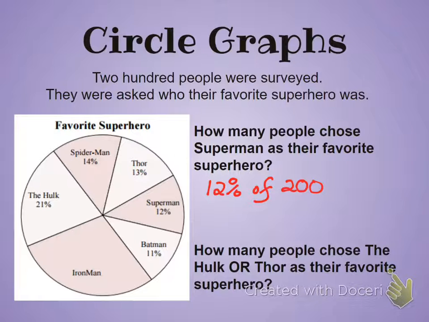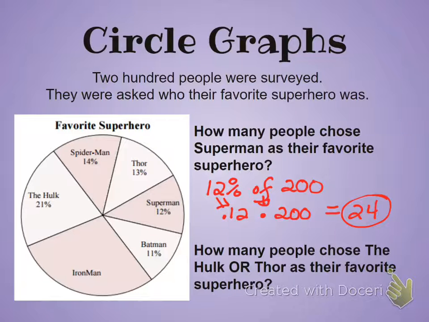Now, based on what we did before, 12% of 200 is 0.12. This is what you did yesterday. Of is times, and 200. So 0.12 times 200. When you have that answer, raise your hand. Della. 24. So 24 people chose Superman.